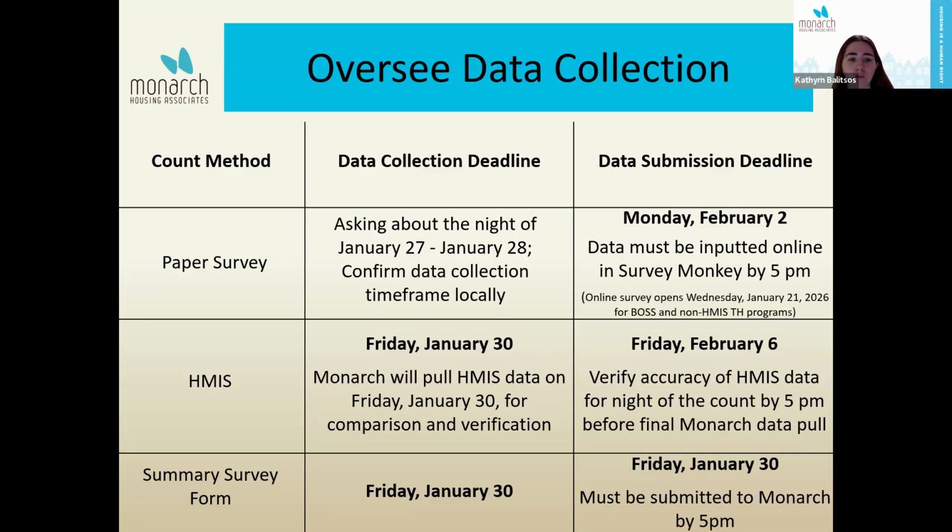For HMIS, Monarch will be pulling HMIS data on Friday, January 30th for comparison and verification. So that needs to all be inputted then. And on the following Friday, February 6th, we'll be verifying the accuracy of the HMIS data for the night of the count by 5 p.m. For shelter summary survey forms, those need to be in by January 30th, no later than 5 p.m. Then we'll be doing the data pulls and the other information.